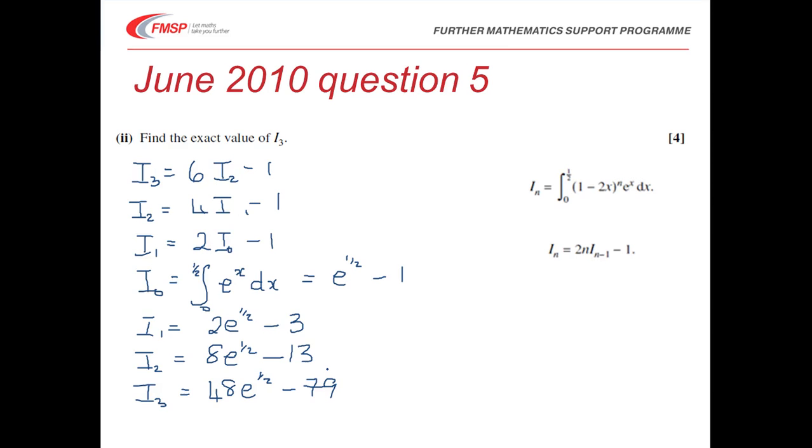There were 4 marks for doing that, so you get 1 mark for getting one of these written down correctly. You got a mark for working out I of 0 to be e to the half minus 1, and then you got a method mark for substituting back, and an accuracy mark for getting the answer at the end.